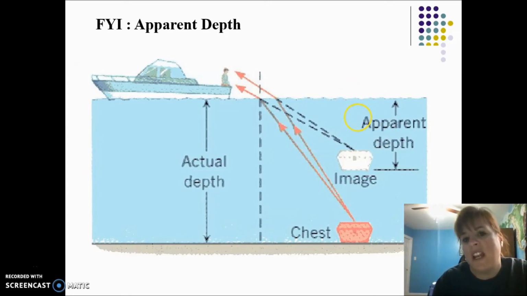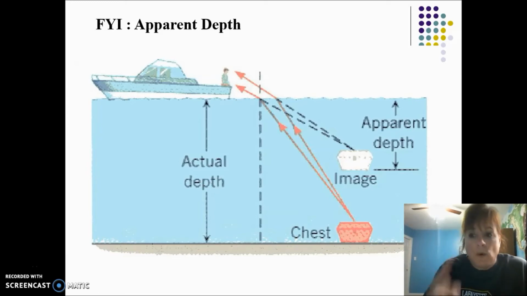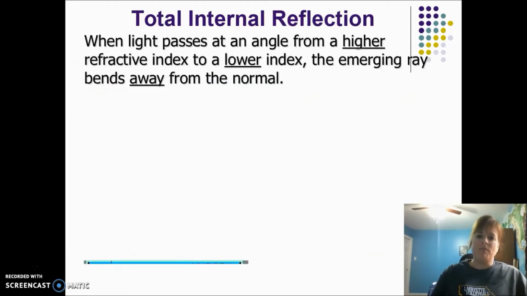And we actually have a name for that. It's called the apparent depth, because apparently that's where your eyes think it is, but it's actually deeper. So deeper and closer to you if you want to spear that fish.